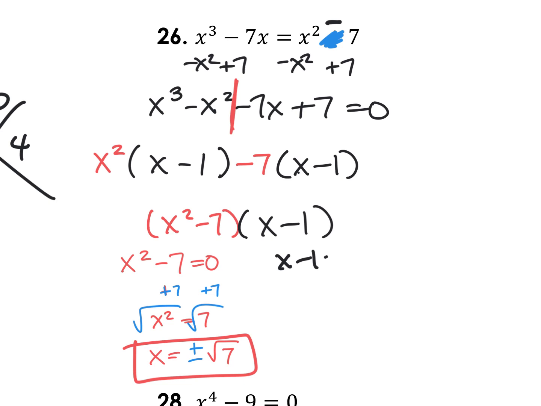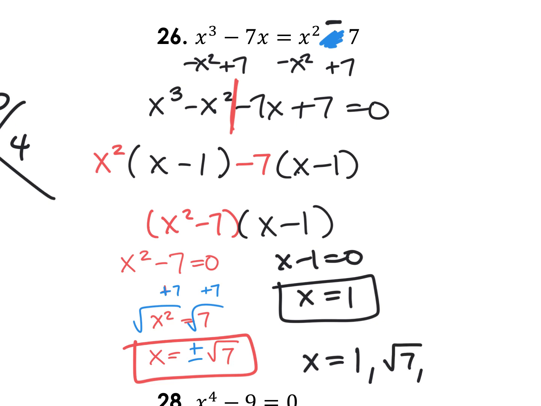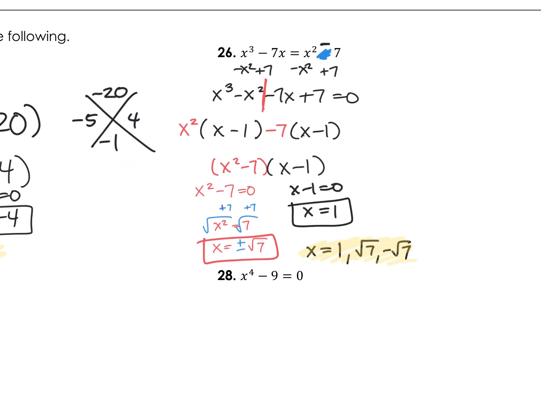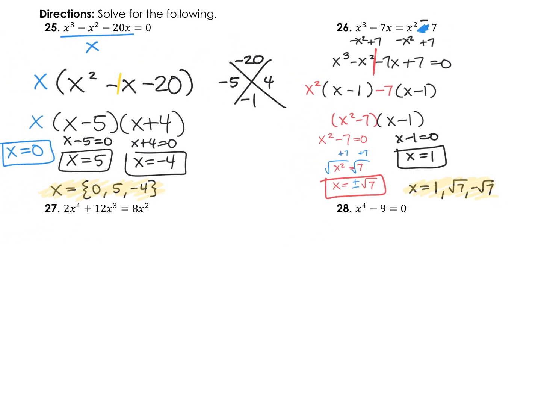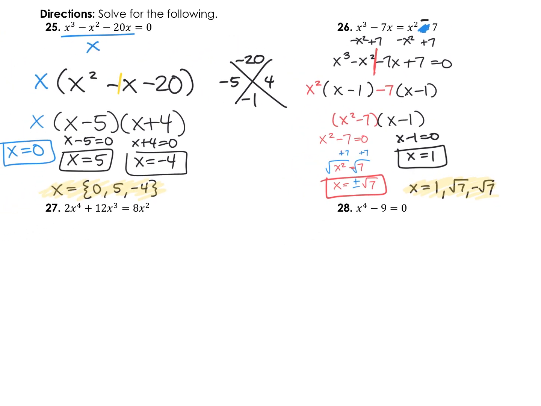X minus 1 equals 0. What do we get there? 1? Okay, you can write it as a solution set if you like. So it would be 1, positive square root of 7, and then negative square root of 7. If you don't write it like that on your test, I don't really care that much, but I will ask you for the zeros, so at the very least you need to say plus or minus root 7. Okay, questions right now?